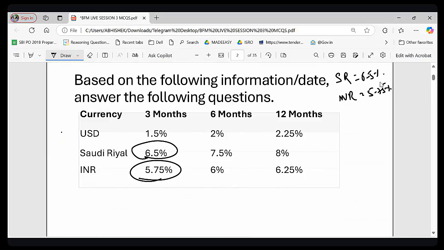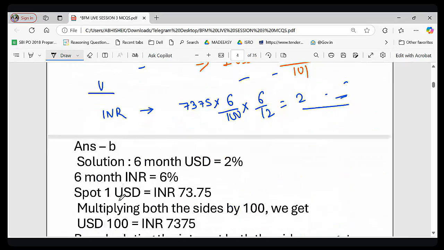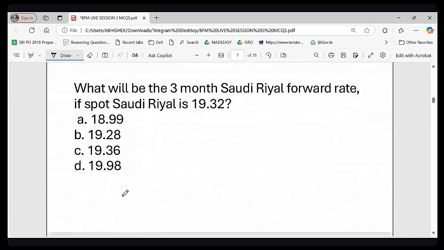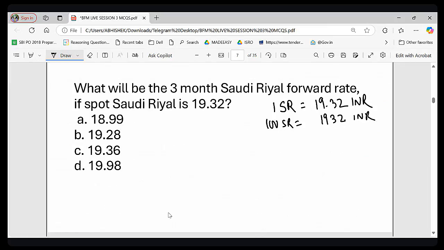Right? Now, let's break this down step by step to solve this question. So we know the interest rate. To make the calculation easier, we take Saudi Riyal 100 as the base amount. So what is the spot rate? The spot rate is given. I am writing SR for short; SR means Saudi Riyal. So 1 SR is equal to 19.32 INR, right? And what we do, we multiply both sides by 100. So we will get 100 SR is equal to 1932 INR. Is it clear? We have multiplied both sides by 100.